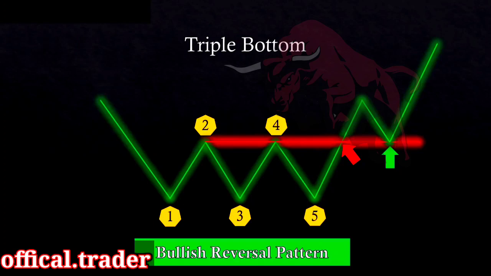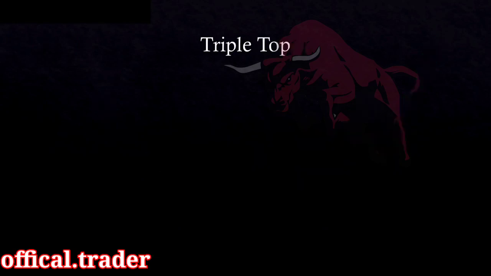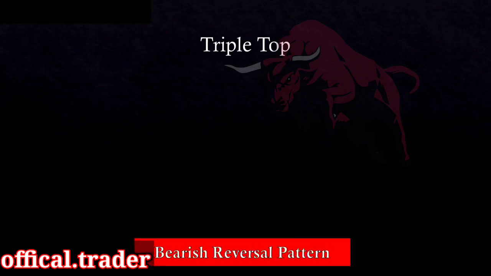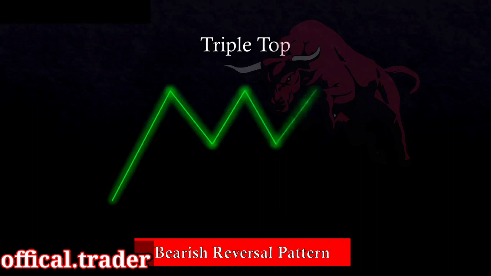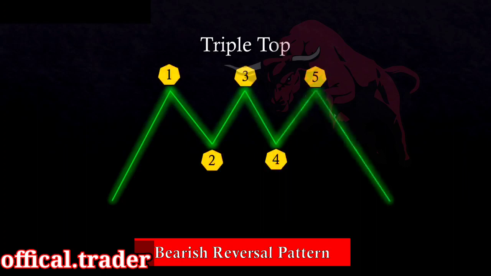Just like the triple bottom is an extension of the double bottom, the triple top is an extension of the double top. The triple top is a bearish reversal pattern, meaning that price will be going up, and then a triple top will appear to signal a reversal to the downside.